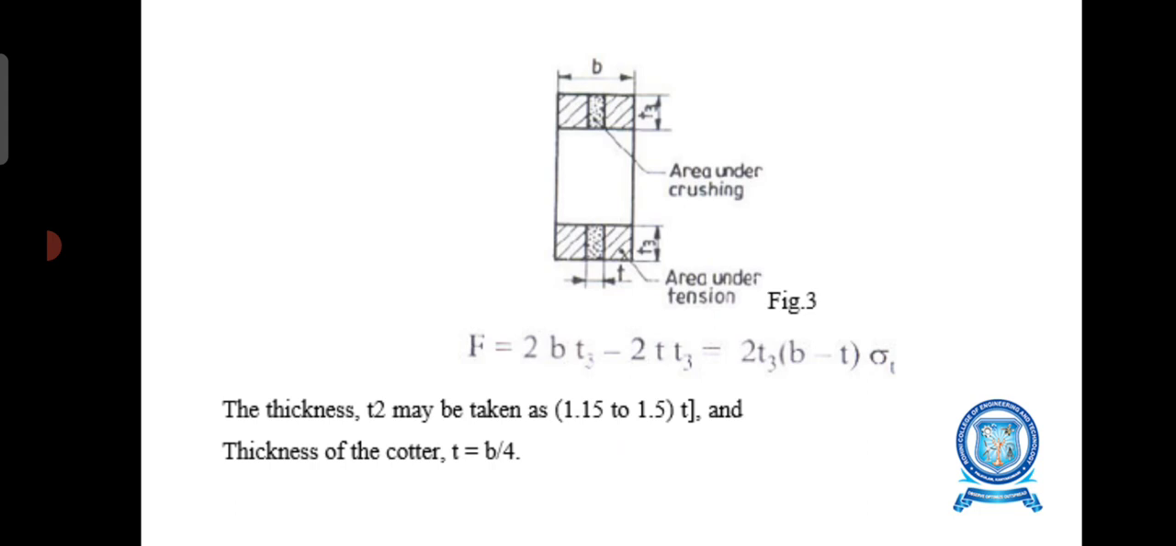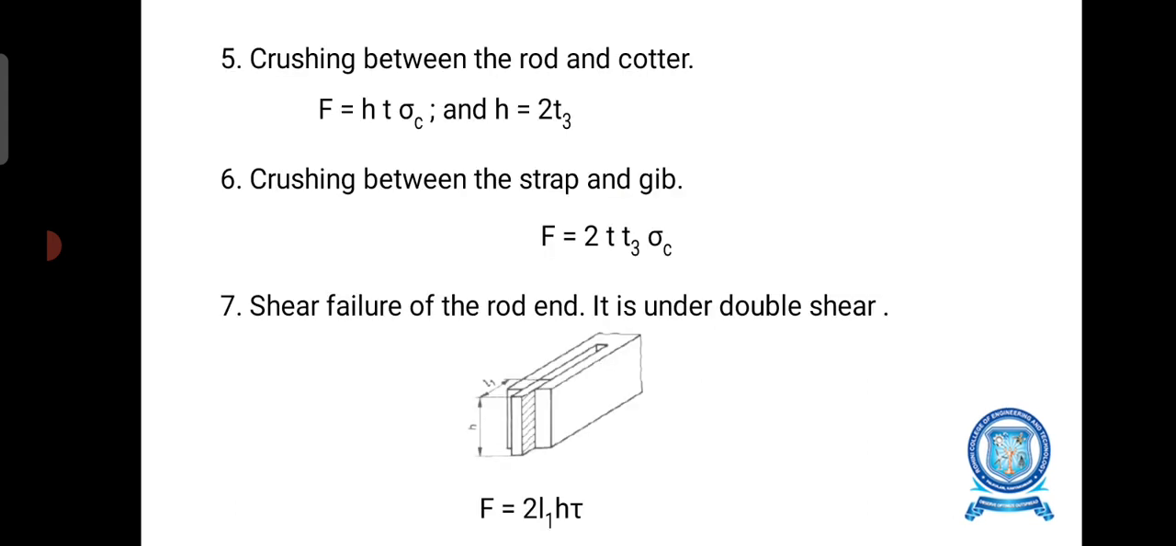B, t3. Area under tension and area under crushing are shown in the figure. Crushing between the rod and the cotter: F equal to H t into sigma c, and H equal to 2 into t3. Crushing between the strap and gib: F equal to 2 t t3 sigma c.